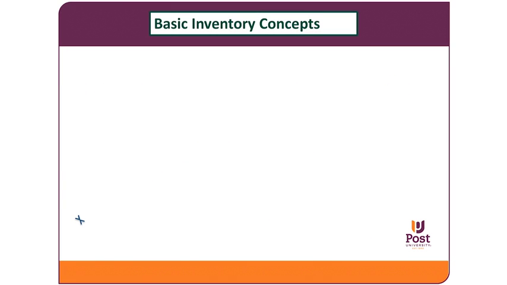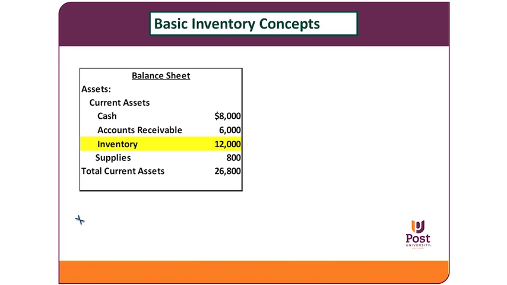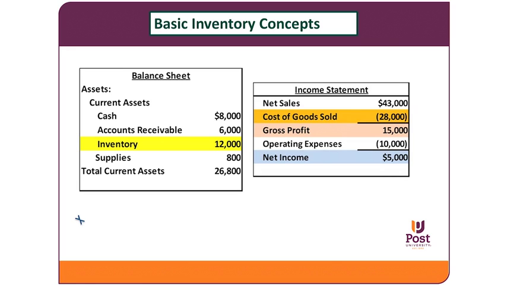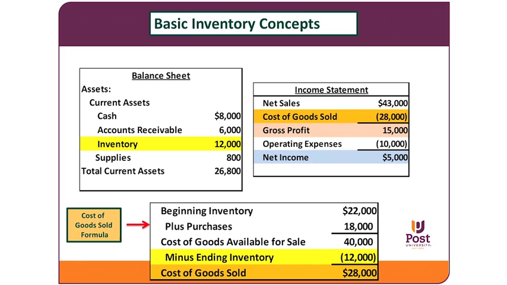Let's review some basic inventory concepts. Inventory is a current asset. Because inventory will be used or converted into cash within 1 year, it is classified as a current asset on the balance sheet. The amount of the inventory that was sold during the current year is an expense and is shown on the income statement as the cost of goods sold. Sales minus cost of goods sold gives us gross profit.